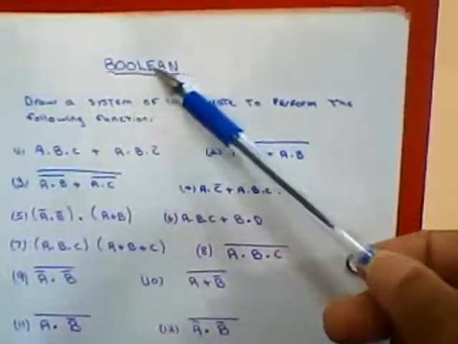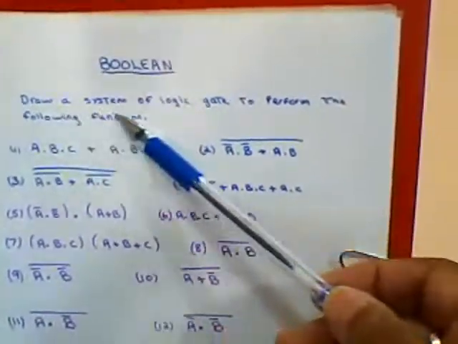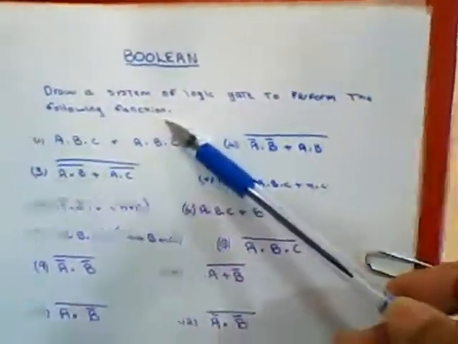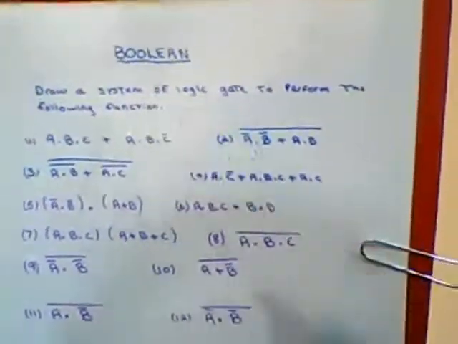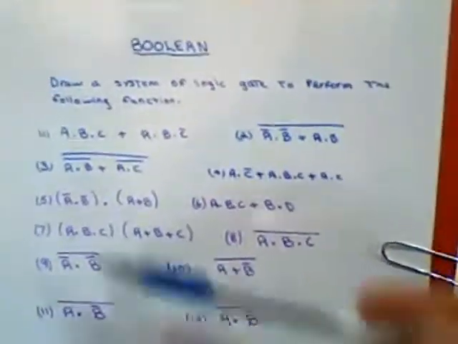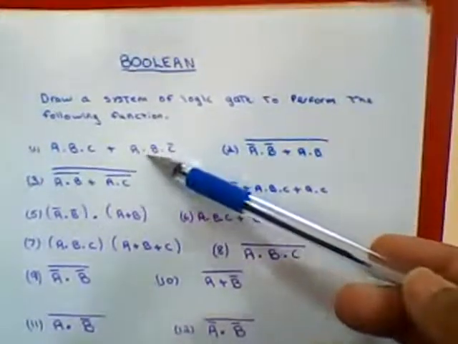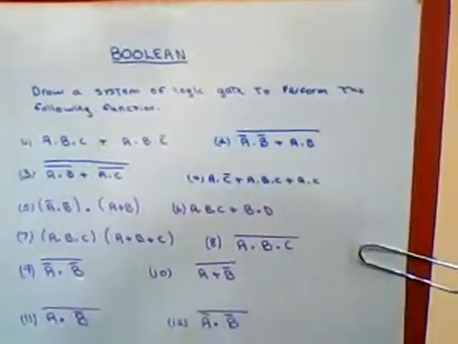And here we have Boolean. Draw a system of logic gates to perform the following functions. And that should be an S on the end. Following functions: A and B and C, or A and B and not C.